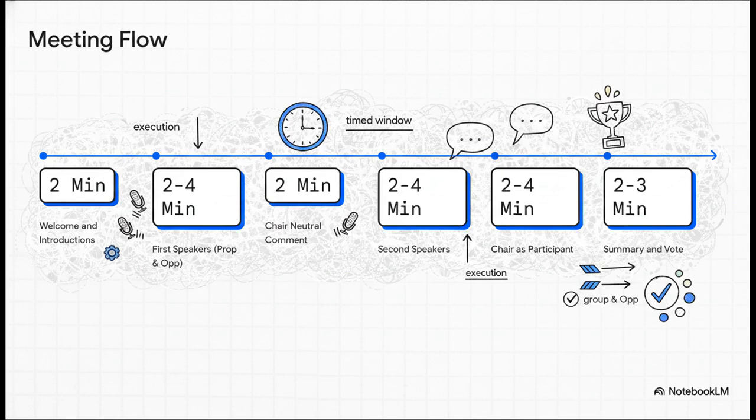Next, the chair steps in for a 2-minute neutral comment before inviting the second speakers, who also have 2 to 4 minutes each for rebuttals. After that, the chair shifts hats, taking 2 to 4 minutes to speak as an active participant. Finally, the chair leads a 2 to 3 minute summary and group vote. Pulling off this timeline flawlessly is absolutely critical for your team's success.